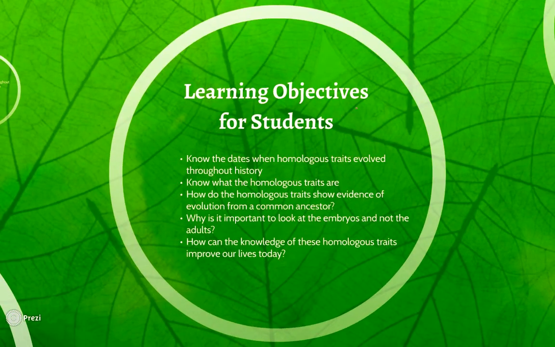A few learning objectives for the students are: know the dates when homologous traits evolved throughout history, know what the homologous traits are, how do the homologous traits show evidence of evolution from a common ancestor, why is it important to look at the embryos and not the adults, and how can the knowledge of these homologous traits improve our lives today.